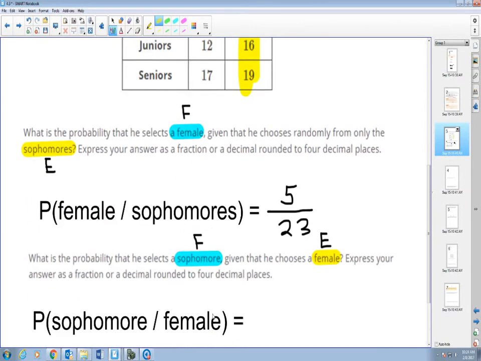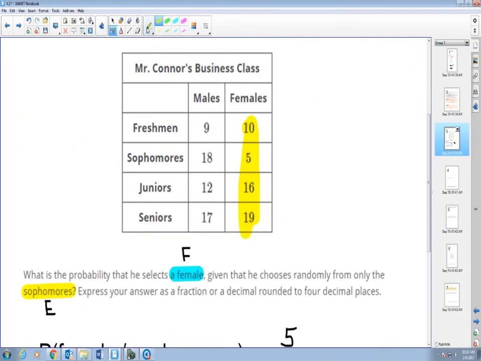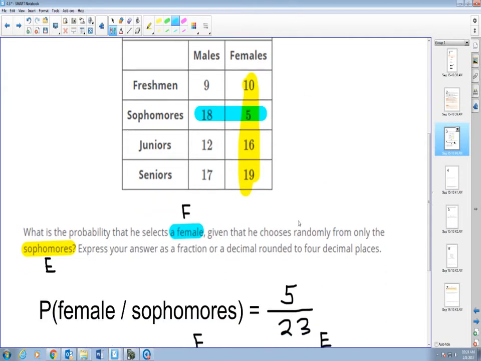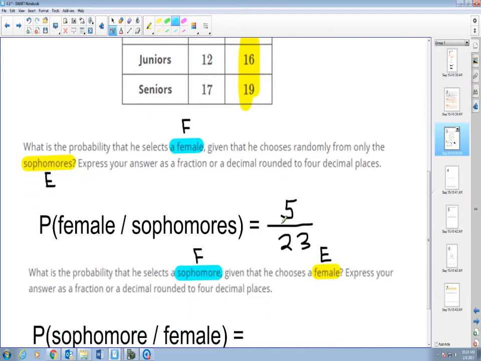Sophomore, female, given that it is a sophomore, and sophomore goes this way. Alright, so this one it's got to be the 5 female, because remember what the formula says.